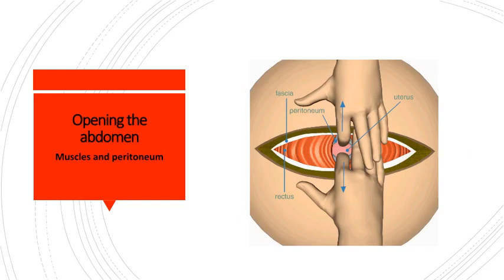You may need to separate them off the fascia if you are entering with sharp dissection and not blunt. The peritoneum can be entered bluntly, or it can be grasped and pulled up with 2 hemostats and cut between them to create an opening.